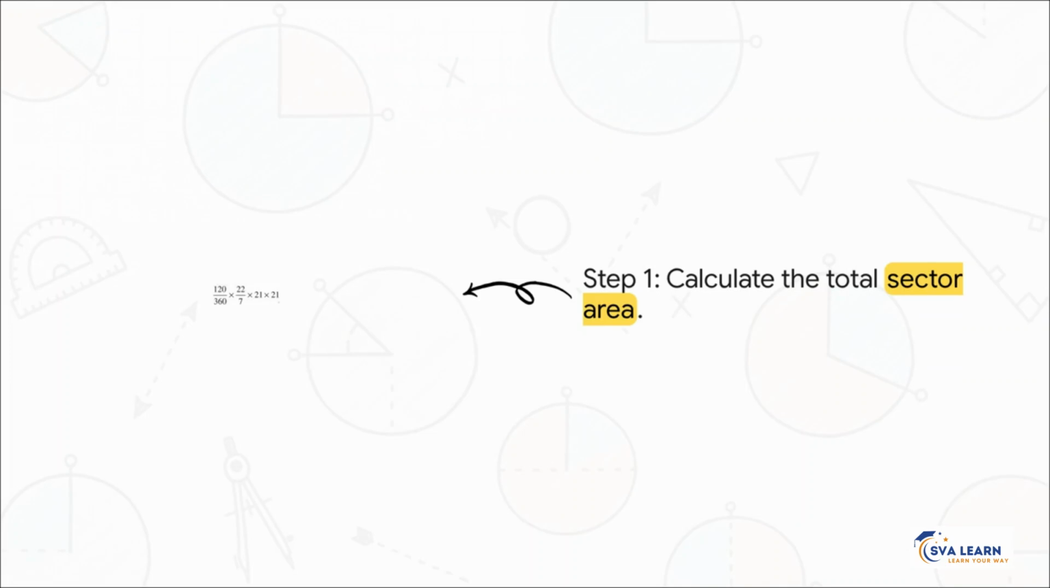The total sector area is our fair share fraction, 120 degrees out of 360 degrees. That reduces nicely to 1/3. So it's 1/3 multiplied by pi, we'll use 22/7 for this one, multiplied by the radius squared, 21 times 21. When you cross-cancel the 7 and the 3 with a 21, the math is just beautiful. You're left with exactly 462 square centimeters for the total sector.